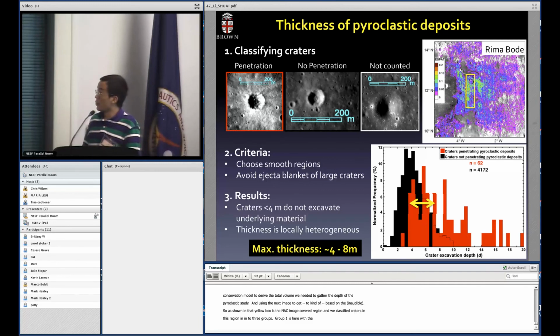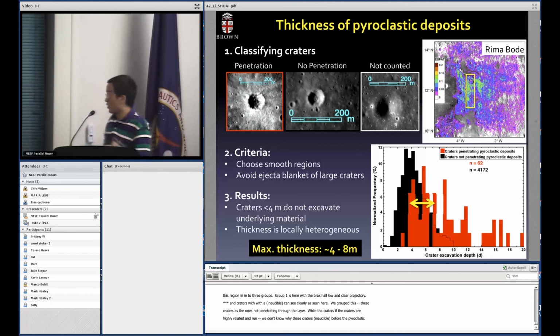And craters without any bright halo, but with sharp boundaries, you can see clearly as shown here. We group these craters as the ones not penetrating through the layer. While if the craters are highly eroded, we are not counting these ones because we don't know whether these craters happened before or after the pyroclastic deposits. And also, we choose smooth regions, and we also avoid the ejecta blanket of large craters.